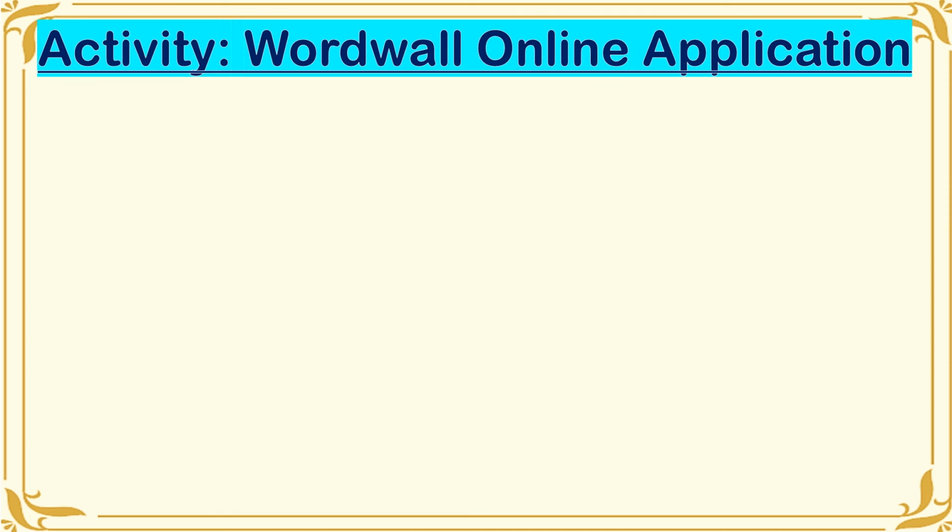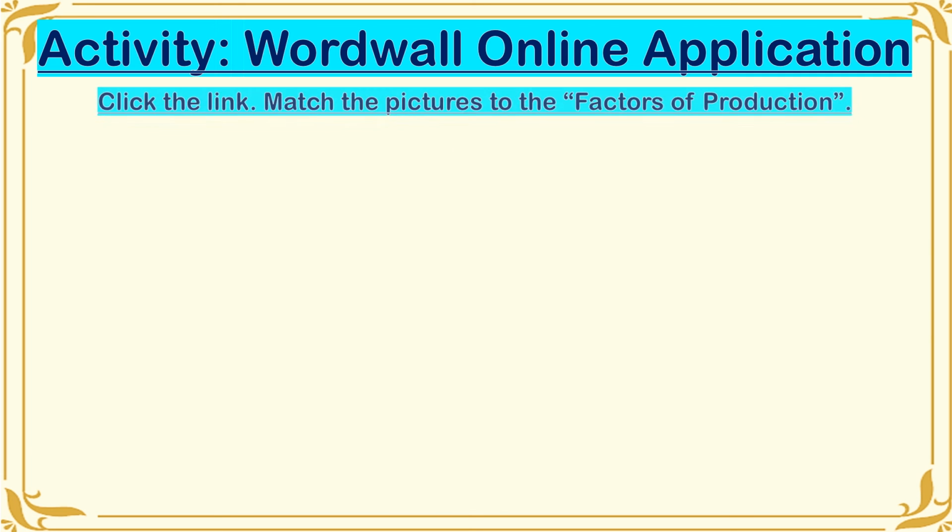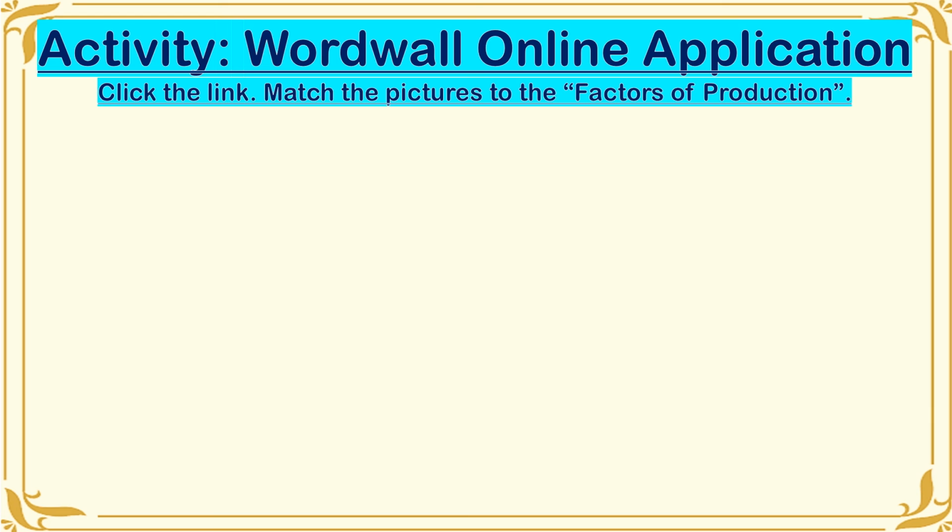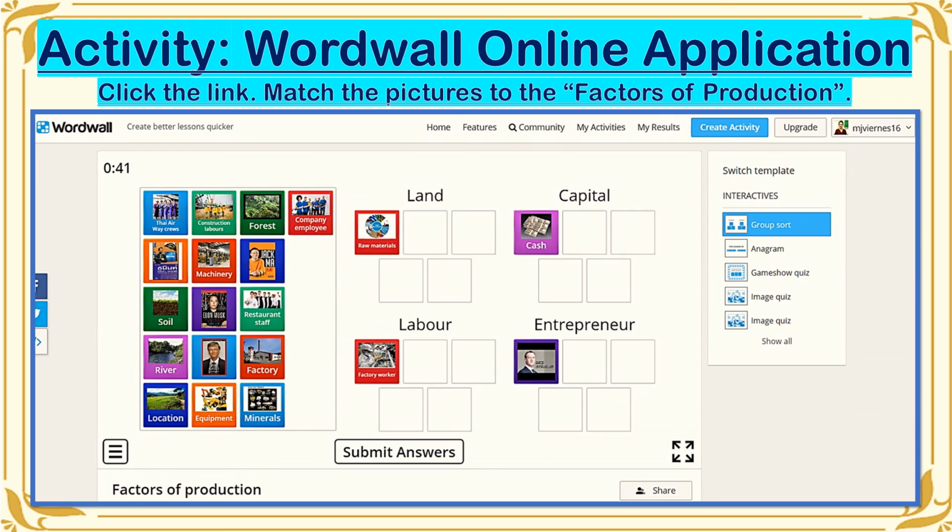So class, we're now finished with our discussion and it's time for me to give you an activity in which we are going to use the Wordwall online application. Just click the link and then match the pictures to the factors of production. The link I already gave you in our in-chat messages. So we have here, for example, one picture, and I drag it to the correct factor of production. You all just need to finish it until the last picture. Good luck, everyone!